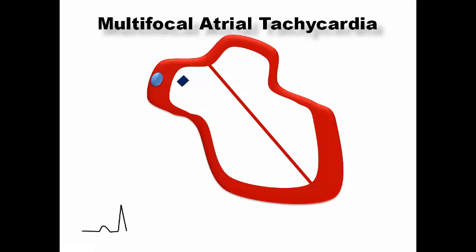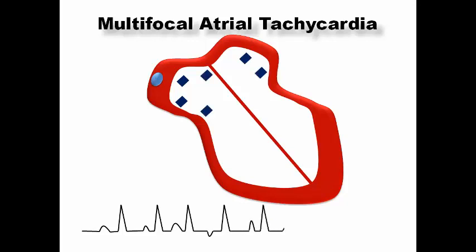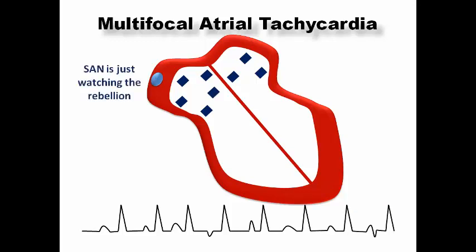So, for example, one focus here fires, giving rise to a P wave followed by a complex. Then another focus fires, giving rise to a different P wave morphology. Then another one, and another one, and another one. And so we have here completely different P wave morphologies in one strip, and it is still 1-to-1 AV conduction.